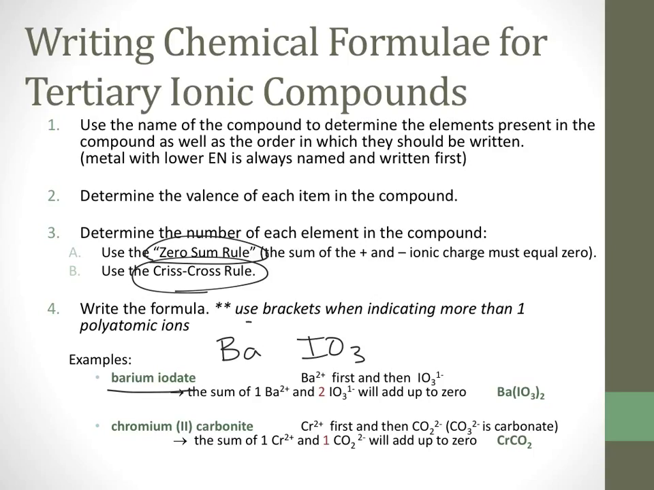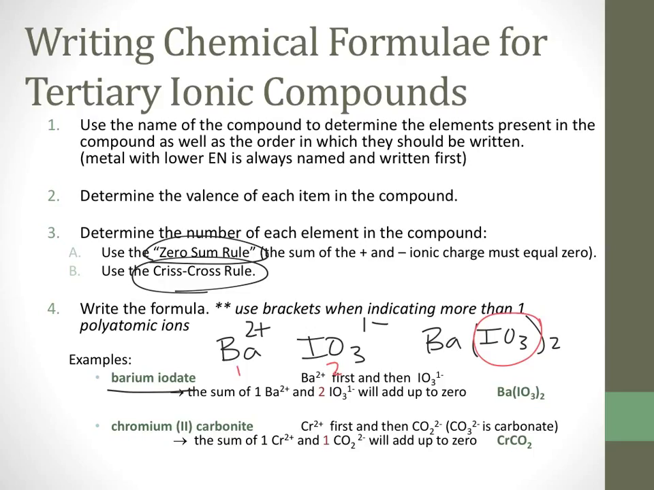We need to know their charges. Barium is a family 2 metal with a 2+ ionic charge, and iodate is a polyatomic ion with a 1 negative ionic charge. Using the zero-sum rule, we would ask how many of each of these ions do we need for their sum to equal 0, and we would find that we need 1 barium ion for every 2 iodate ions. That would give me the formula of Ba and then IO3 twice. And because I need 2 of the entire iodate ion, I have to make sure I use brackets.